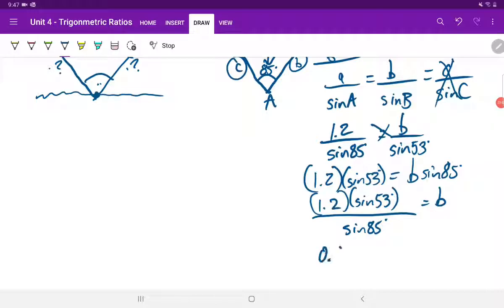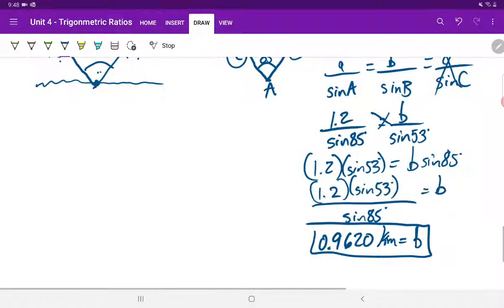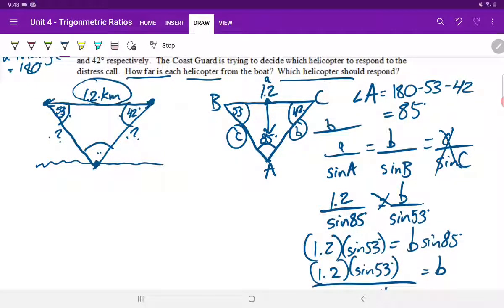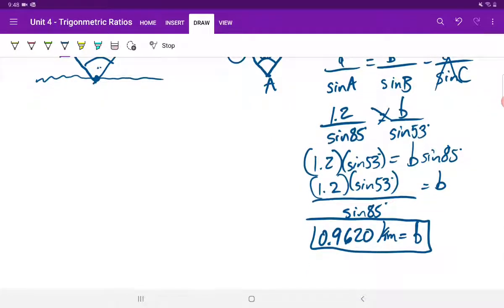So you end up getting 0.9620 is equal to b. That's 4 decimal places, but let's make sense of this answer. So we're at about 0.9620 kilometers. Make sure you put in your units at this point so you know what you found. That number makes sense, because if we're dealing with a 1.2 here, getting a number that's fairly close to that, like 0.9620, makes total sense. Let's now find lowercase c.